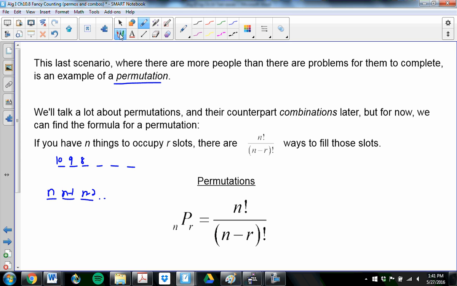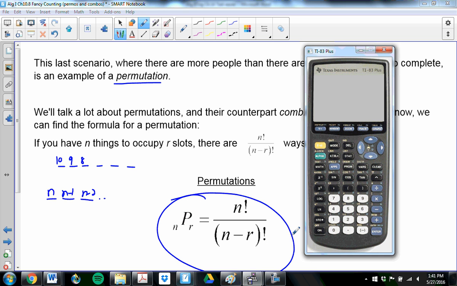This is your formula for calculating a permutation, and you've got that in your calculator. So right here I did 15 factorial divided by 7 factorial. That's the same as 15 P 8, because there are 15 students and 8 problems. Out of 15 possible students, I picked 8 of them.